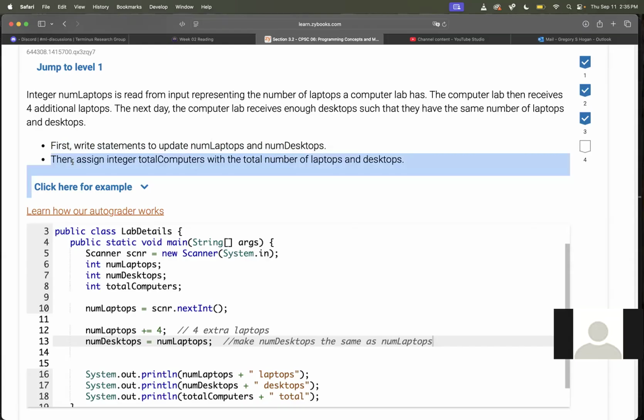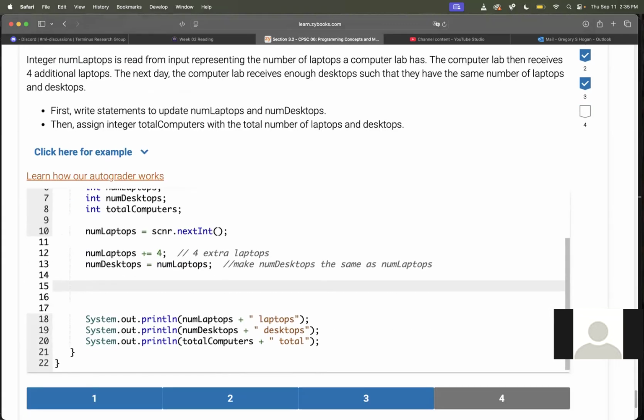The last thing is assign total computers with the total number of laptops and desktops. So we need to add these together to get the total computers, right? I think we just need to add the number of laptops and the number of desktops.